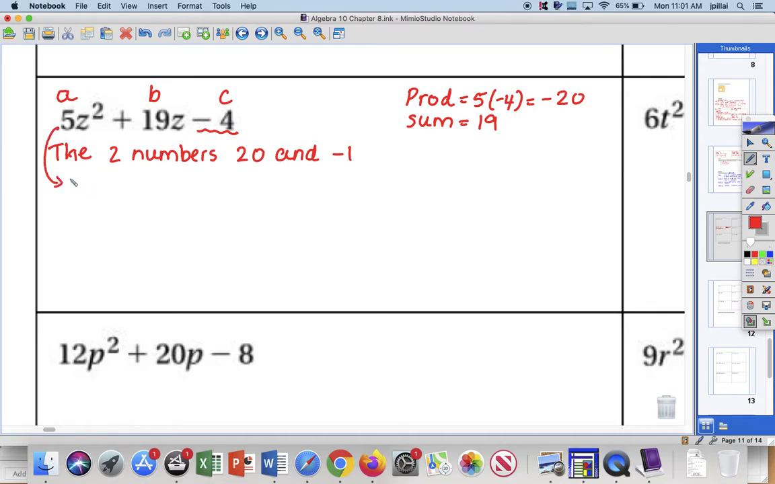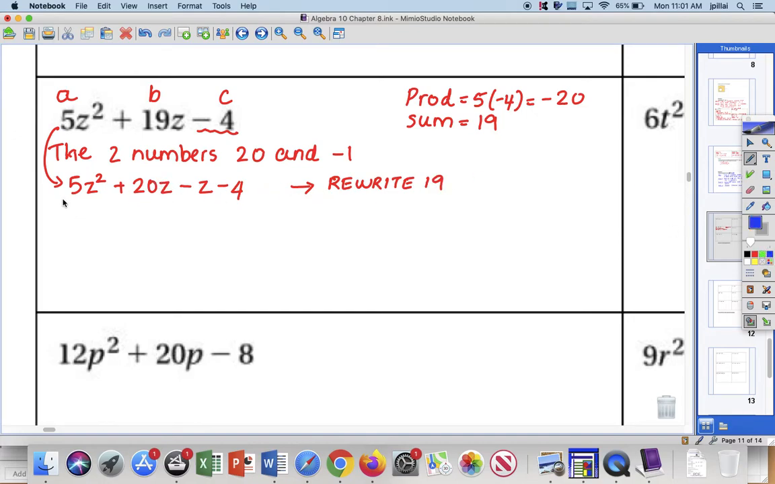So now what do you do? You rewrite the expression: 5z squared plus 20z minus z. This time I'm not writing the negative 1, just for you to make sure you get used to this, and then minus 4. So you understand what I did here? I split the 19. And now what do we do next?